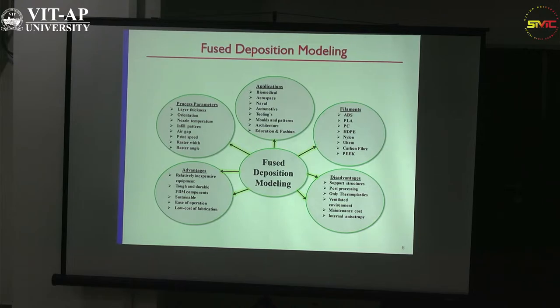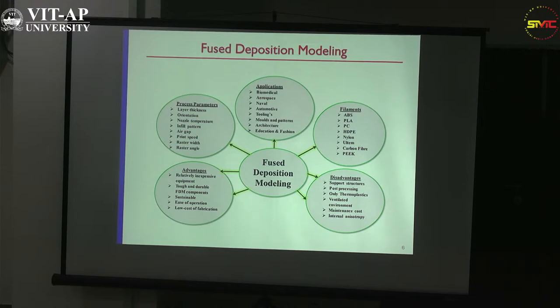But when it comes to the disadvantages, I have already explained one disadvantage, that it requires a support material additionally, right? So later on post-processing is required. Once you print the material with support, later on you have to dissolve the support in a particular chemical, or you have to remove the support material, right? And then further post-processing is required.